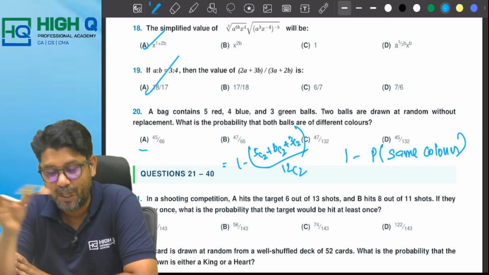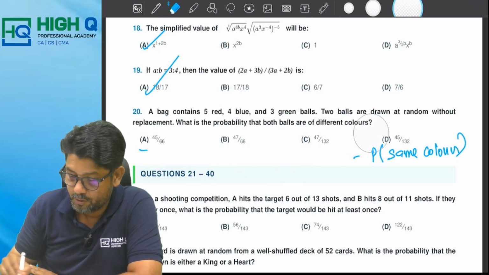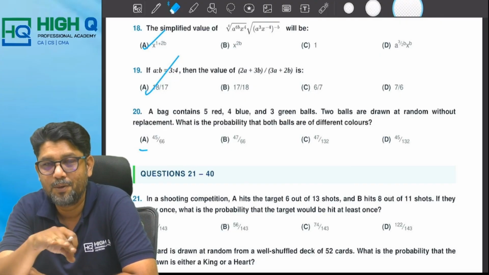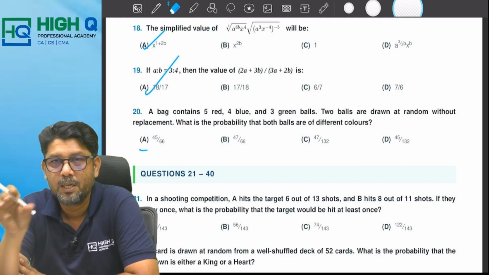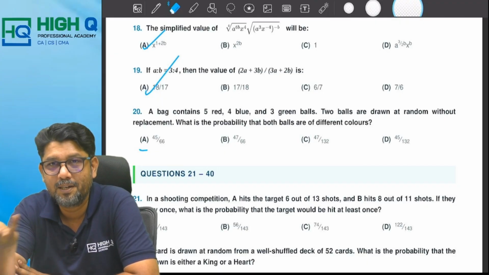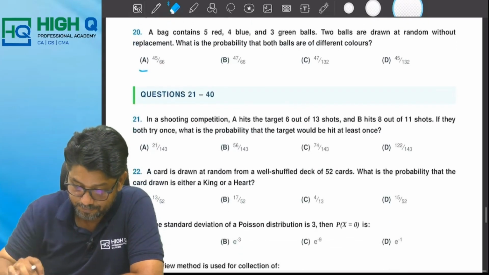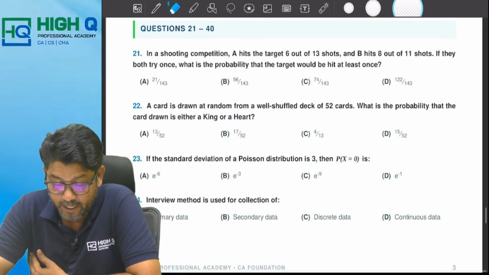I don't prefer this method. The very simple method I followed is, because one ball only from each color, and different color means one green, one red, one blue, one green, one blue. So we have to multiply the corresponding numbers and add them. That is going to be your answer. Very simple. Next, 21st question.